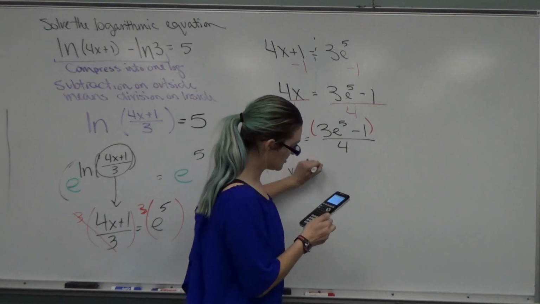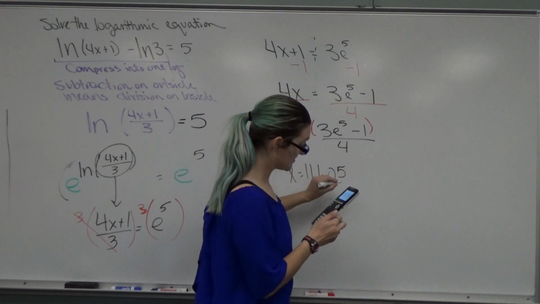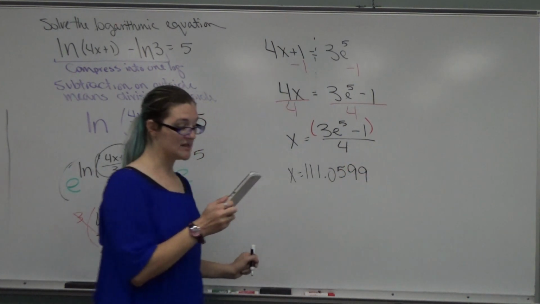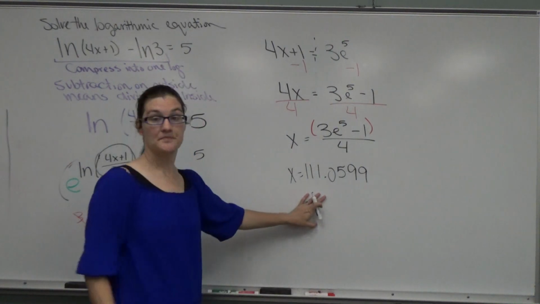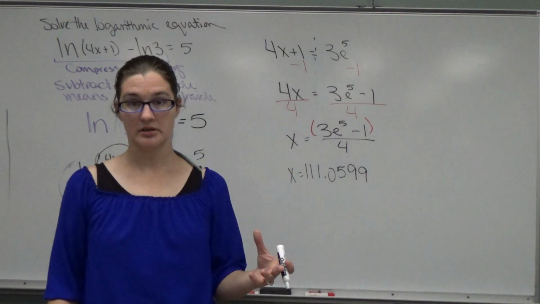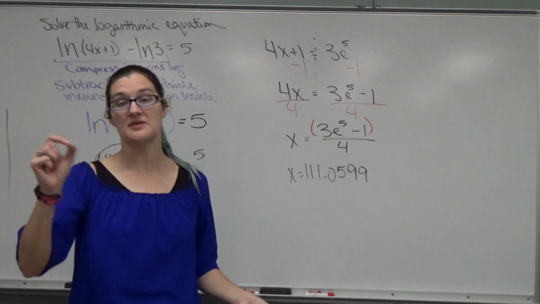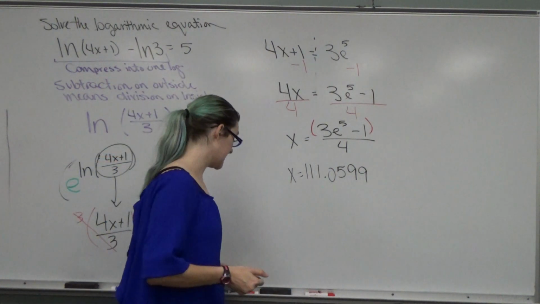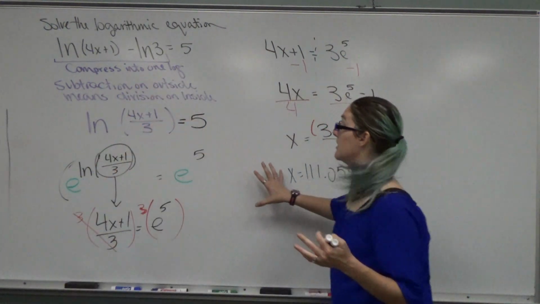X equals 111.0, I think they normally do 4 decimal places, 599. 111.0599 would be your x. The other way you can do it is you could do the numerator, press enter, and then because the denominator only has 1 term, divided by 4. But make sure you're not rounding as you're doing these steps. Okay? So this is method 1.